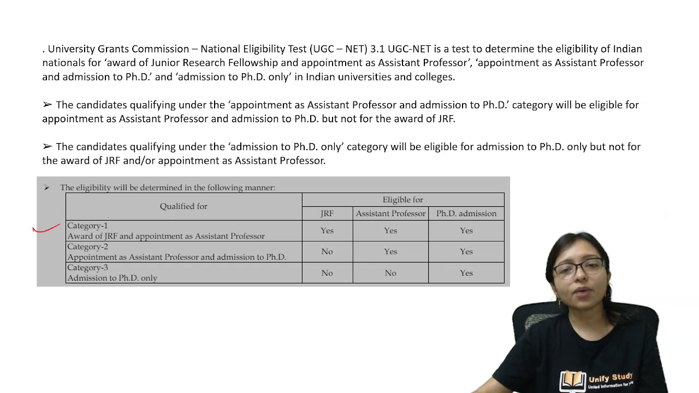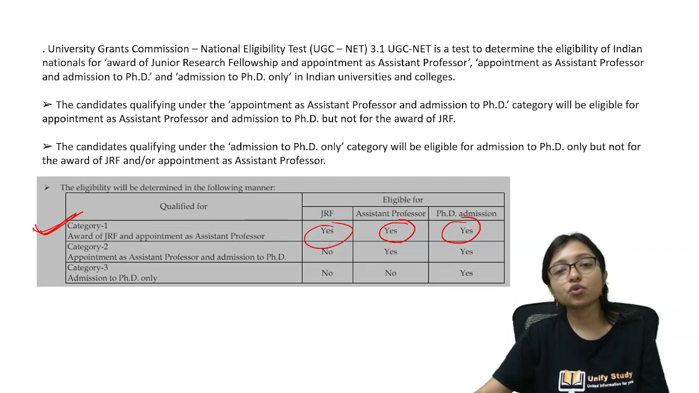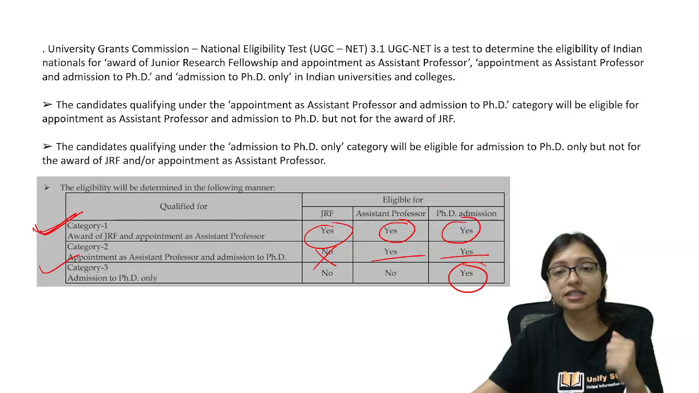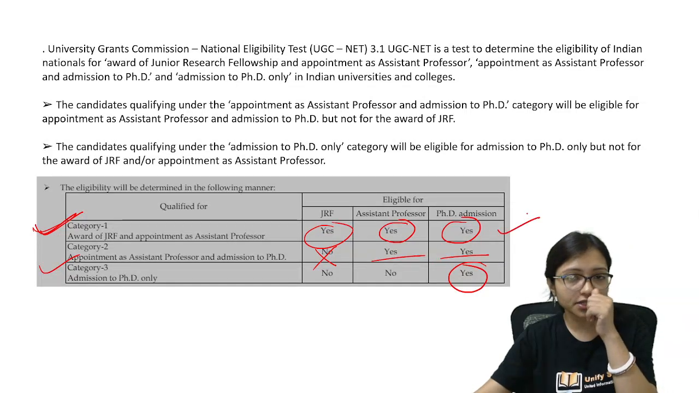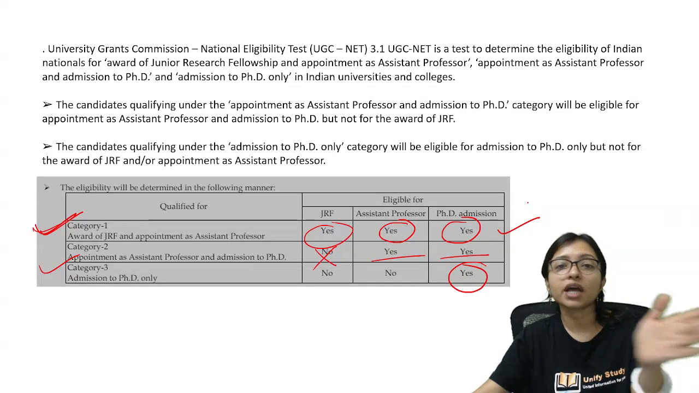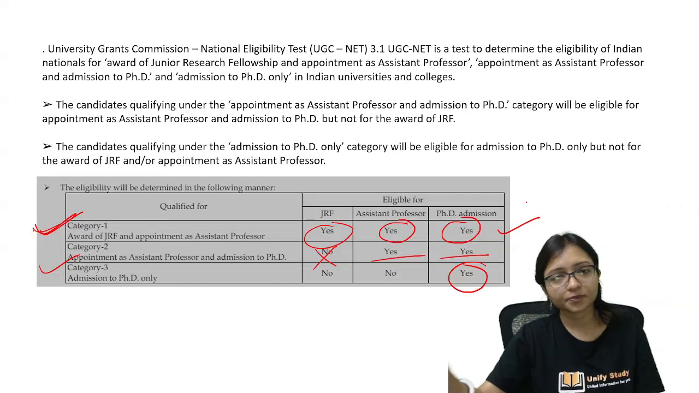In category 1, you can see JRF; as we already told, JRF, assistant professor and PhD are all eligible. So definitely apply for category 1. Category 2 has no JRF, only assistant professor and PhD. Category 3 is only PhD. So why should I miss out? Definitely apply for the first category if you are eligible, so that you will be eligible for everything. That is better.